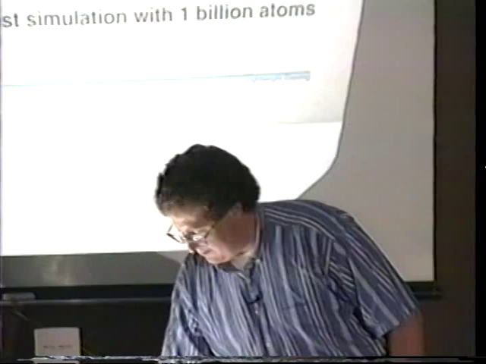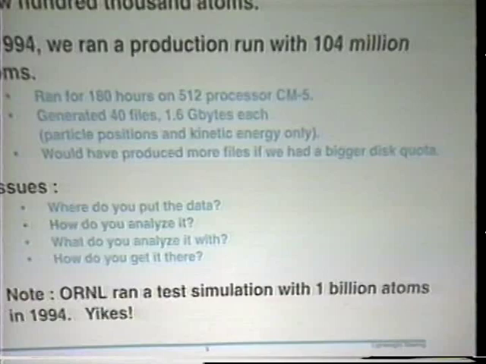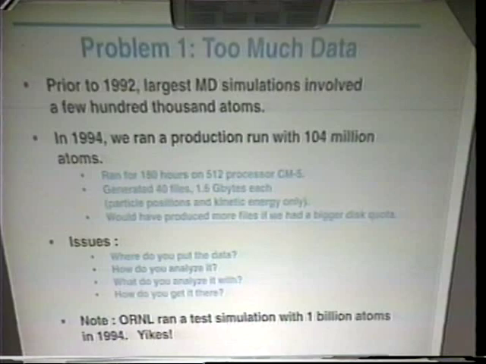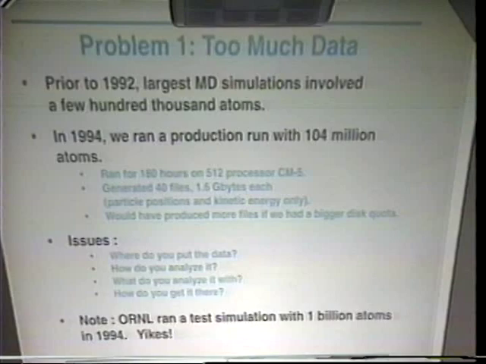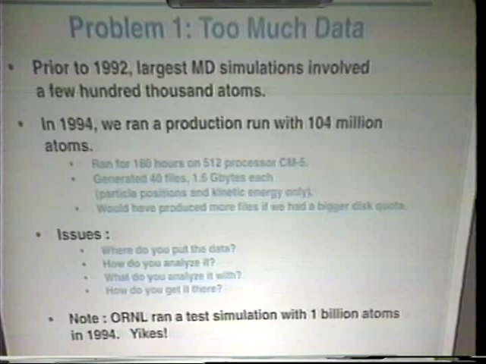So, a couple of problems. The first problem is that we really had too much data. Prior to 1992, the largest simulations usually only involved a few hundred thousand atoms. In 1994, we ran a production run with 104 million particles. This simulation ran for 180 hours on a 512-node machine. It generated 41.6 gigabyte data files.